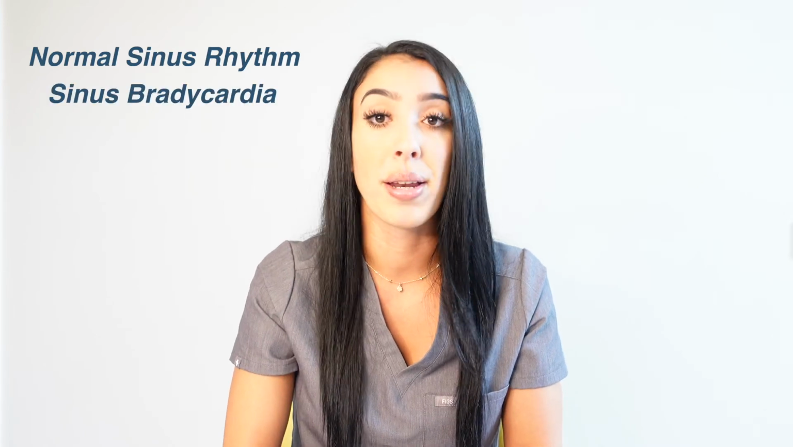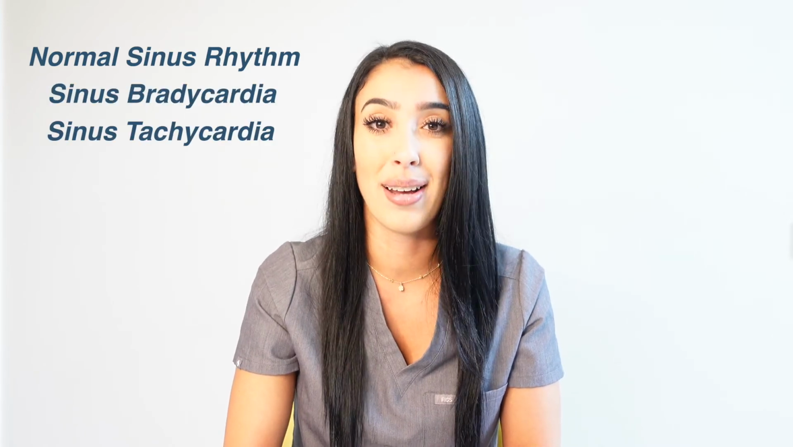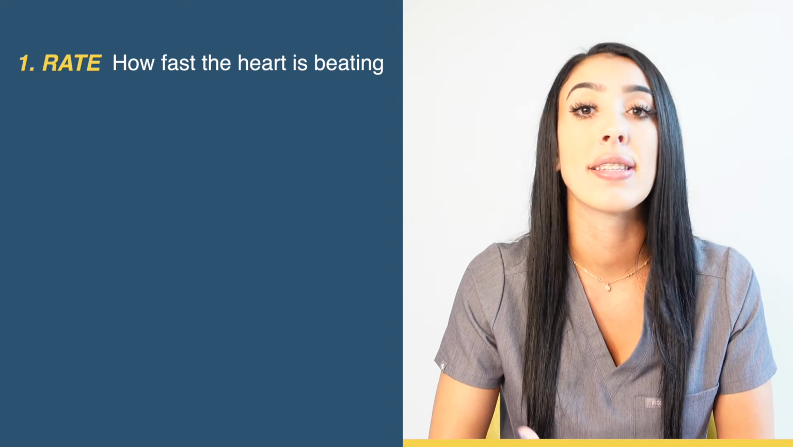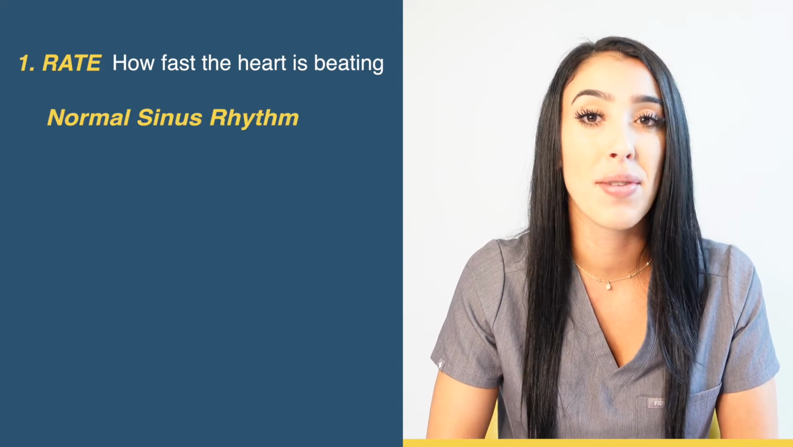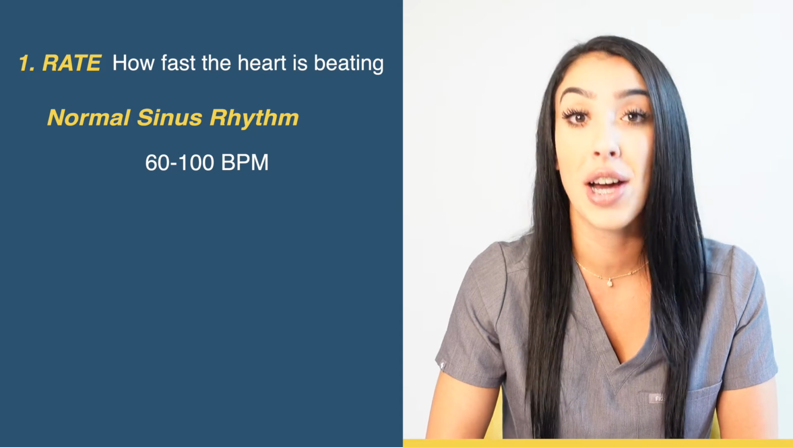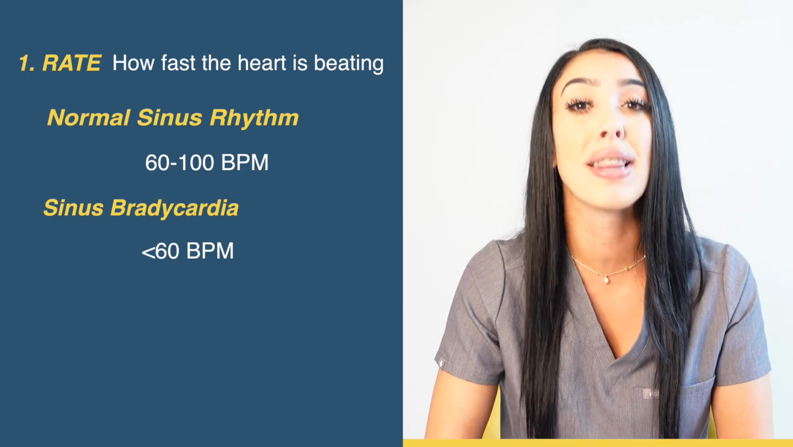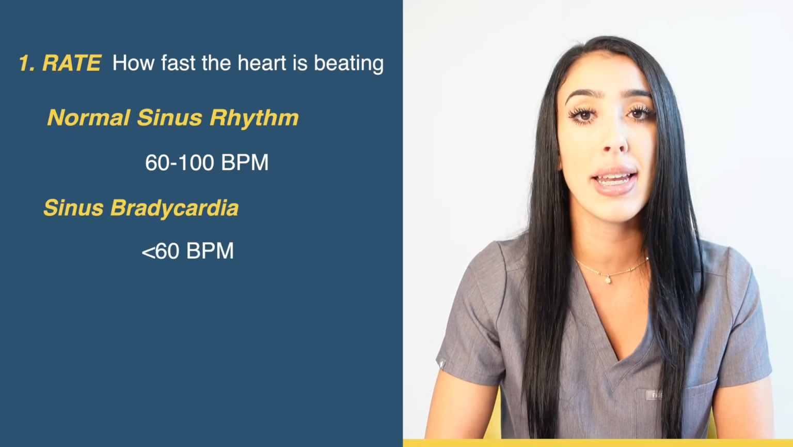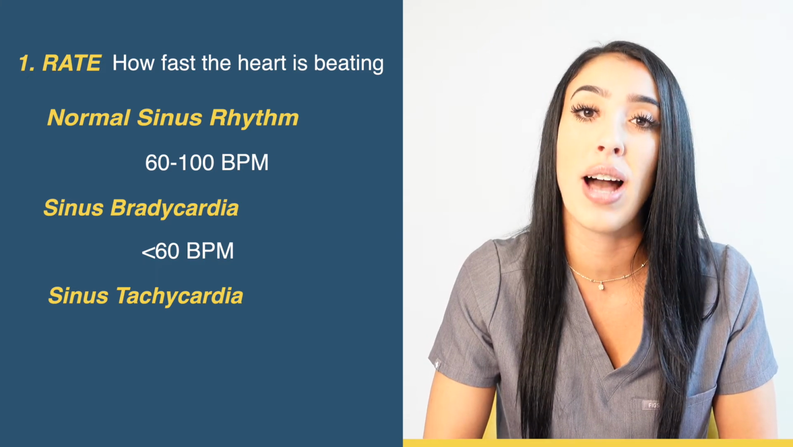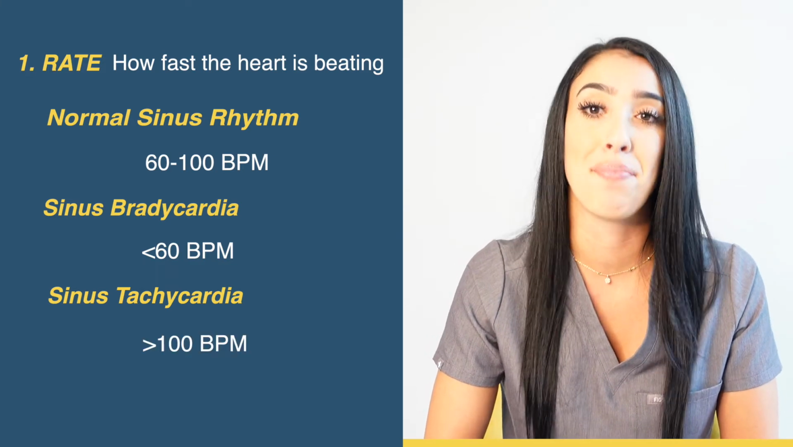There are going to be 3 different kinds of sinus rhythm. We're going to have normal sinus rhythm, sinus bradycardia, and sinus tachycardia. We first want to think about the 5 steps to interpret these EKGs. What component would make them different? First component we're going to look at is rate. Rate is going to be how fast the heart is beating. So your normal sinus rhythm is going to have a rate of 60 to 100 beats per minute. Sinus bradycardia is going to have a rate that's less than 60 beats per minute, and sinus tachycardia is going to have a rate that's greater than 100 beats per minute.